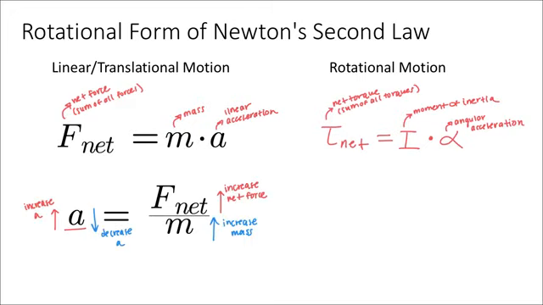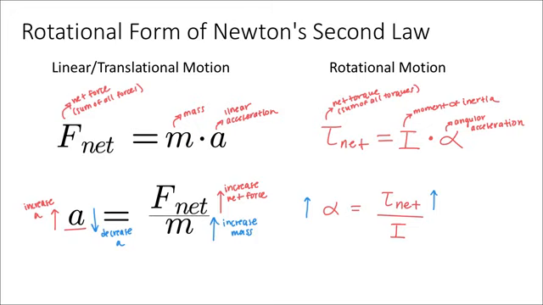And so I see that just like linear acceleration, if I were to increase the net torque on an object, so if I increase the torque net, I will also increase my angular acceleration. So if I apply a greater torque, I will cause an object to increase the rate at which it is increasing its speed, its rotational speed.